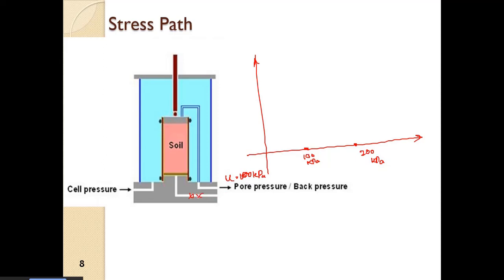Now we are not allowing any drainage and we are shearing the sample. Obviously as we shear the sample, we are going to allow deviatoric stress to increase. So sigma d will increase, and along with the cell pressure, that will be sigma 1 here, and we have sigma 3, which is equal to the cell pressure. That is the total stress.